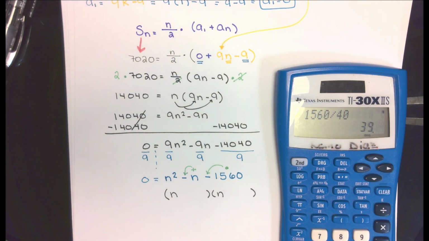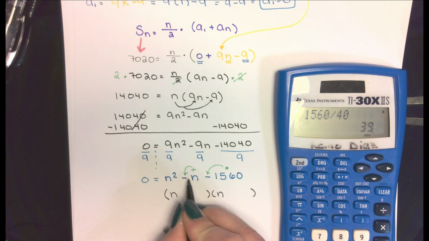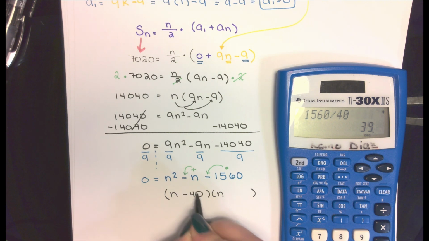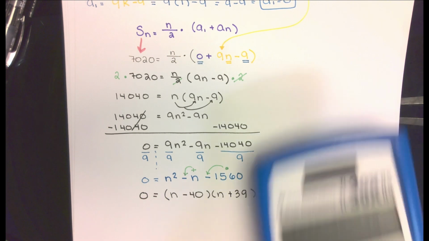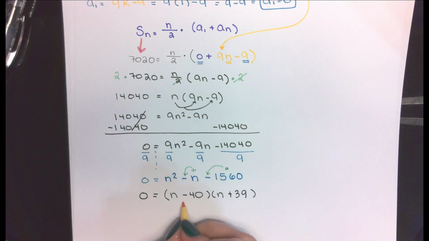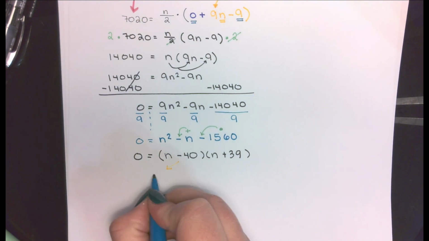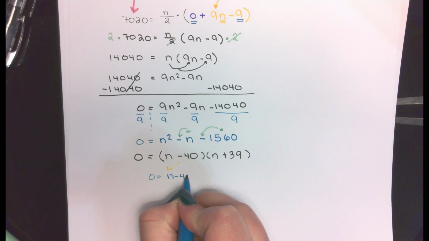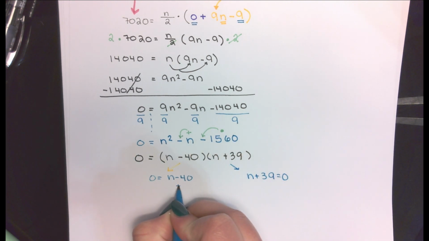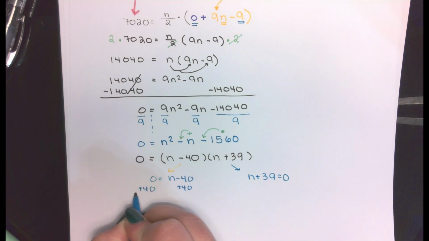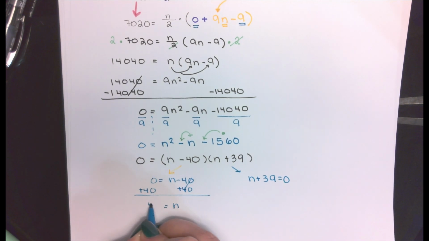Now, how did we guess these numbers? It's literally guessing and checking. So I guessed 20, it didn't work. I guessed a 40, and it did work. So that means I want a negative, so I'm going to do a negative 40 and a positive 39. This is not the rainbow method, so we are not dividing. Here I'm going to set each of these factors equal to 0 and solve. So 0 is equal to n minus 40. N plus 39 is equal to 0. Add 40 here. Subtract 39 there. So n is 40.